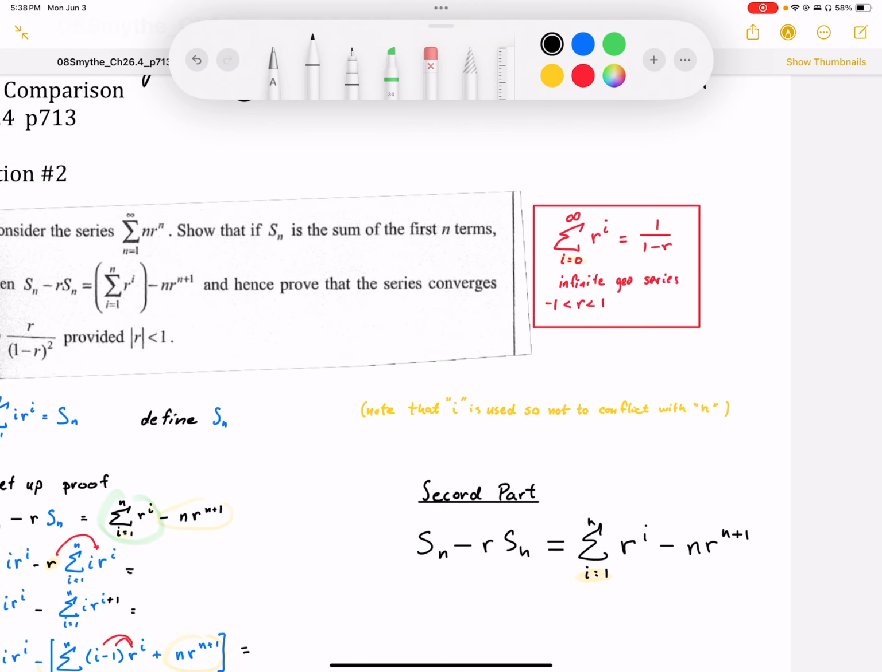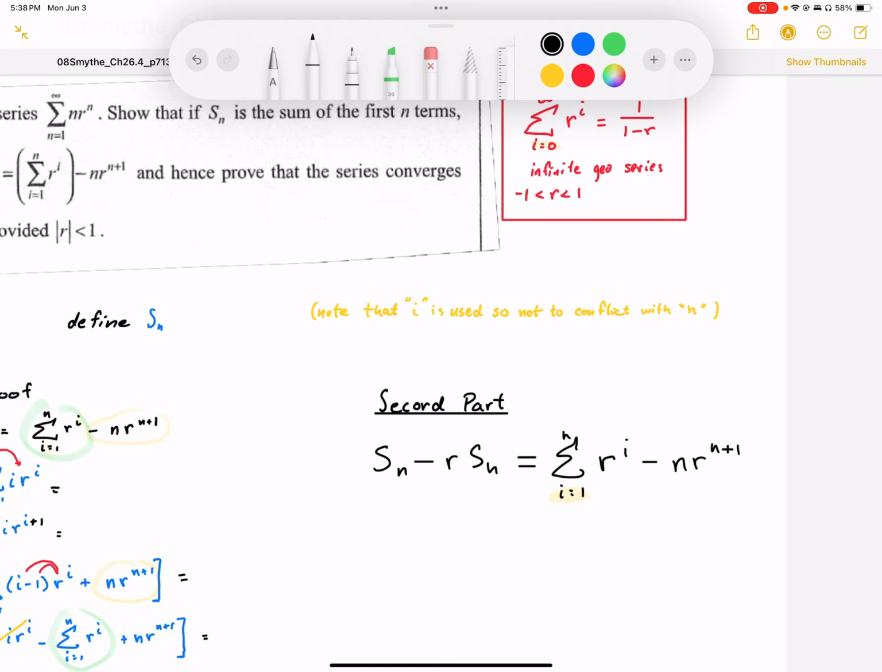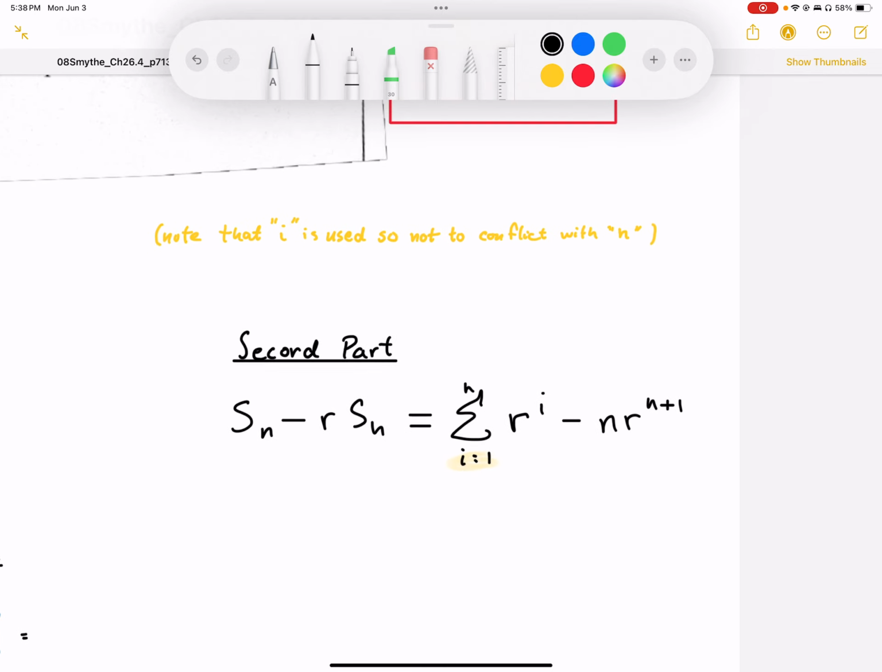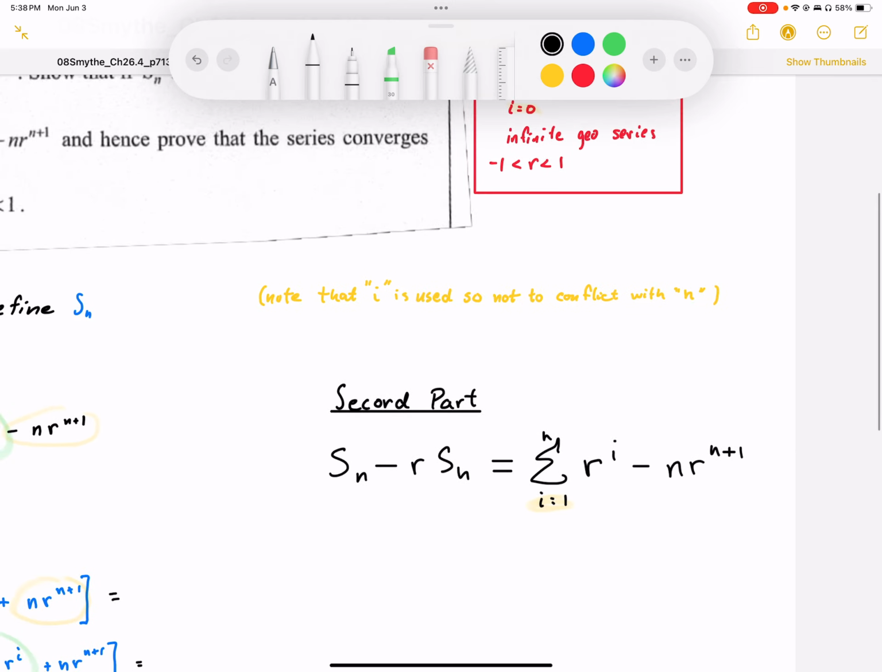The other thing is trying to prove that the series converges. So we're trying to calculate an infinite sum, and we're going to start with what we just proved here: Sn minus R Sn is equal to this expression on the right-hand side. We're trying to find S, so what we're going to do first is factor out that Sn, and we end up with Sn times (1 minus R).